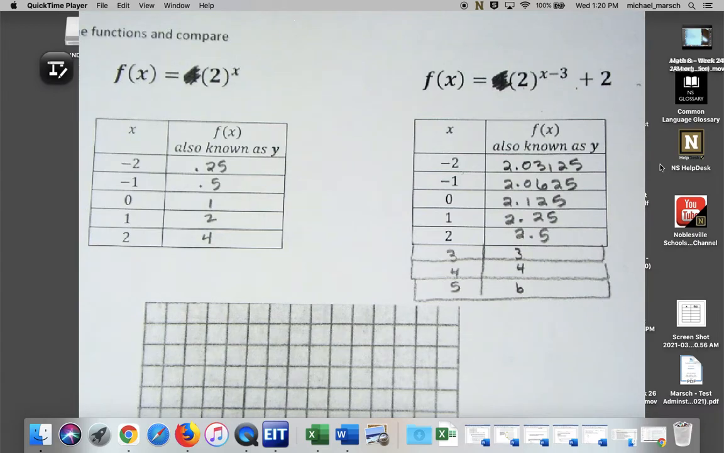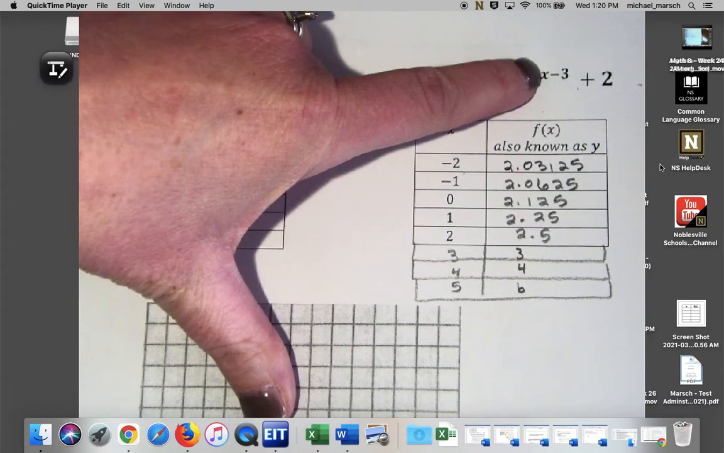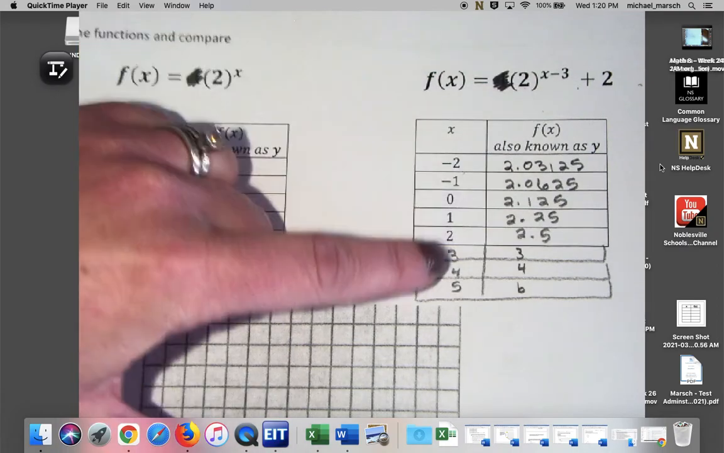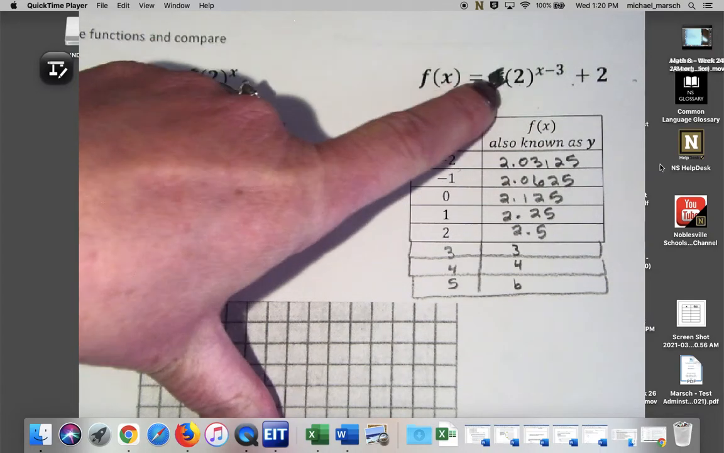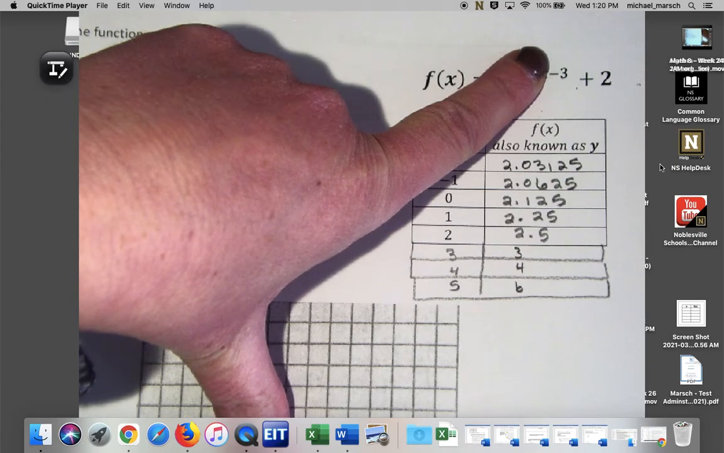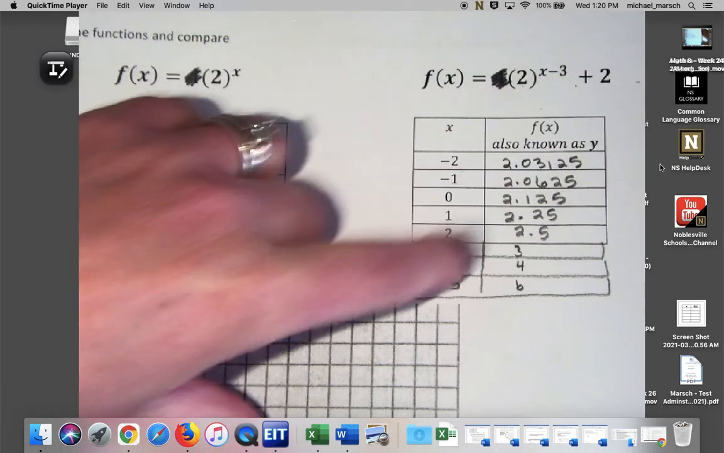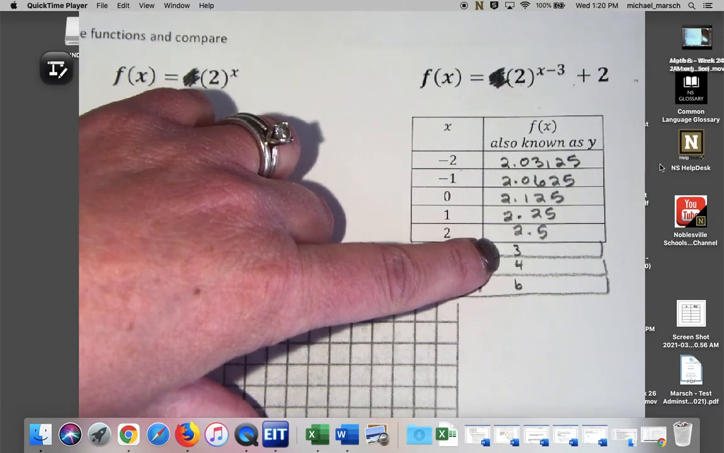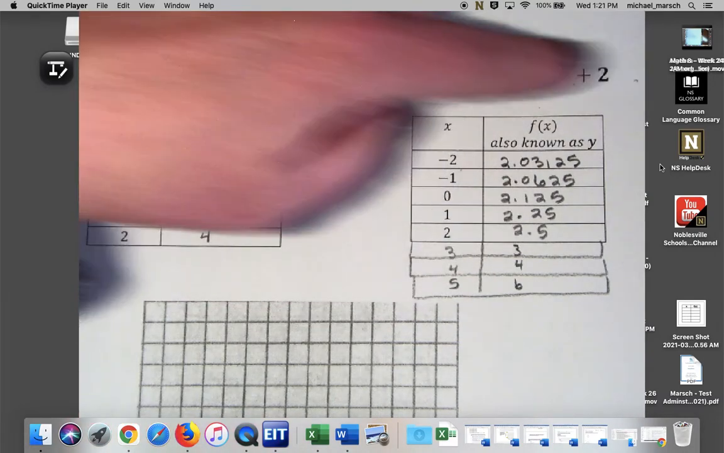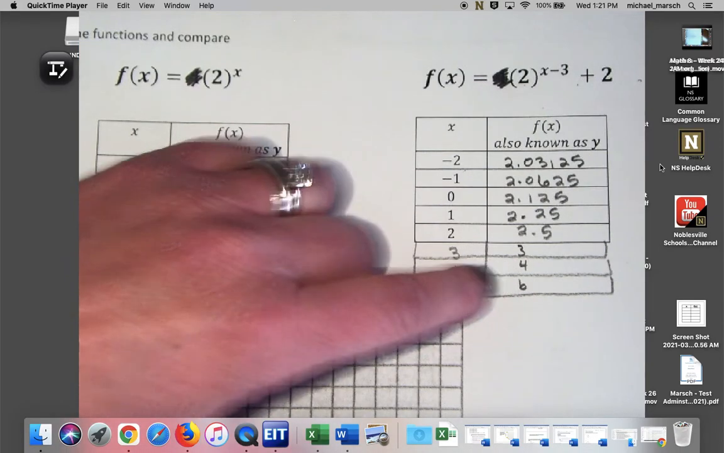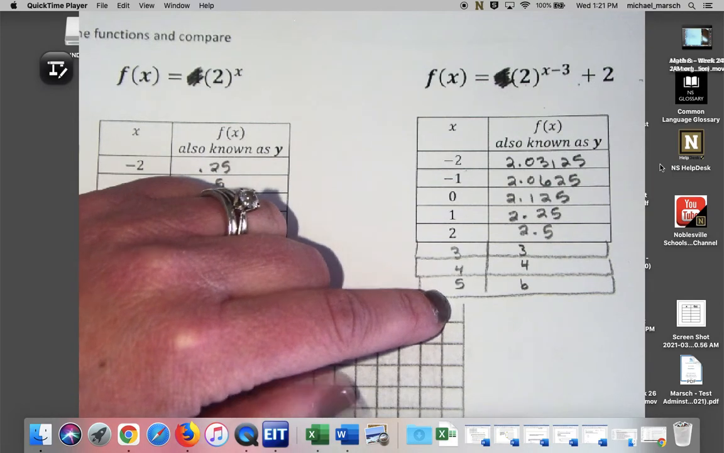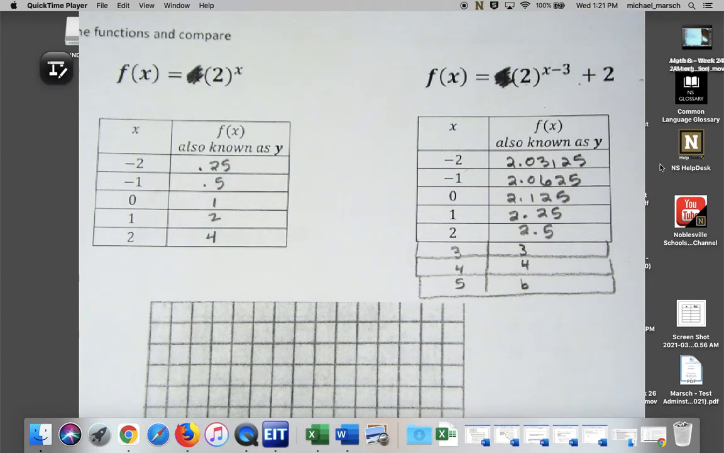So again, what I did in the calculator here is I put the x value where the x is, like normal. So let's just say for this number 3 down here, what's 3 minus 3? 0. 2 to the 0 power is 1, and then the 1 plus 2 gave me a 3 for my y value. Okay, so 4 minus 3 is 1, 2 to the first power is 2, plus 2 gave me the 4 down here. 5 minus 3 is 2. Do you guys see what's happening? Okay. All right.